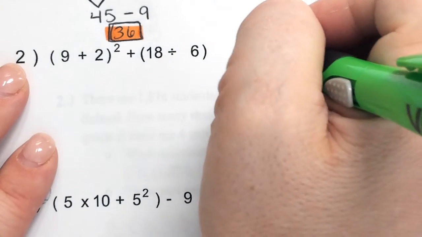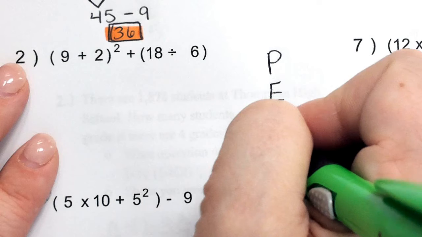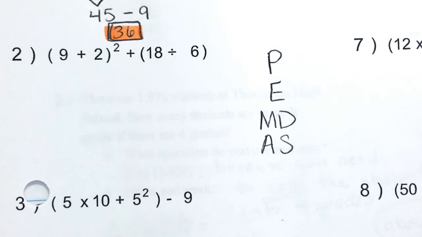So on number 2, every single time between these problems, I like having that, please excuse my dear Aunt Sally. It takes 2 seconds to write, and it's easy to follow once it's right there next to the problem. All right, order of operations. What are we going to start with? Madison.